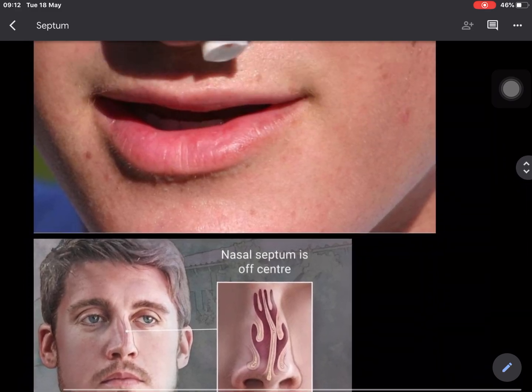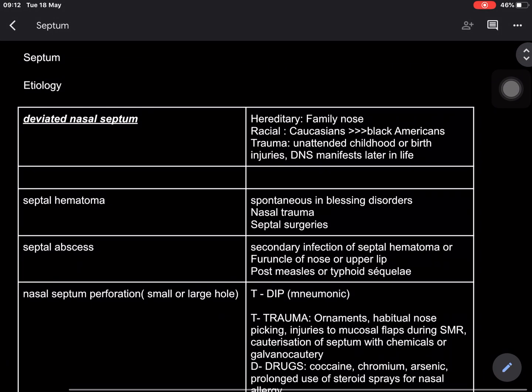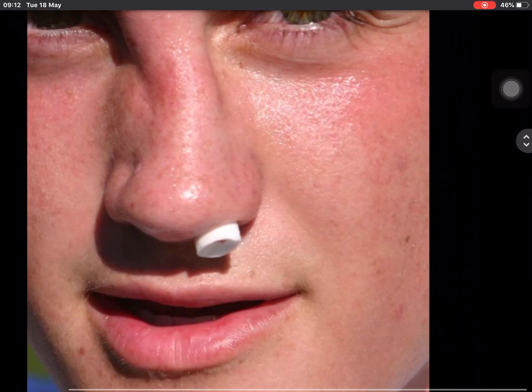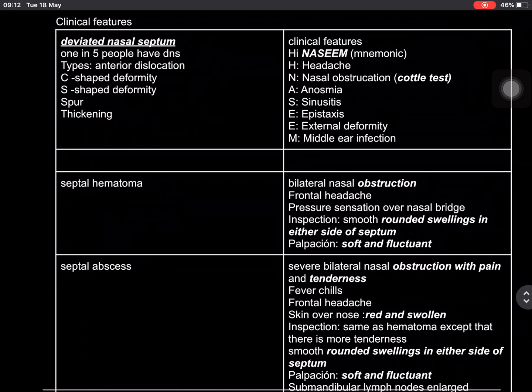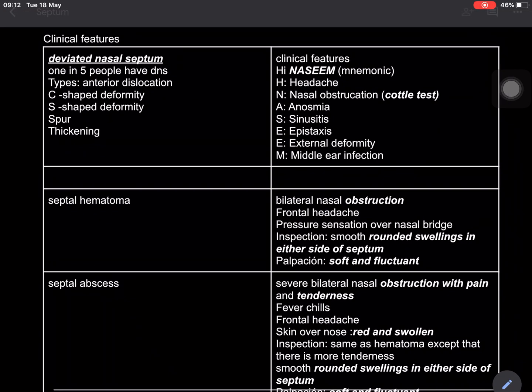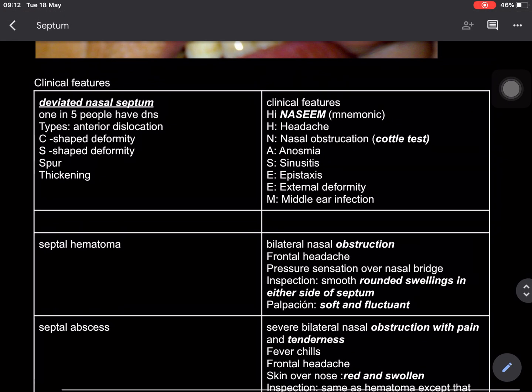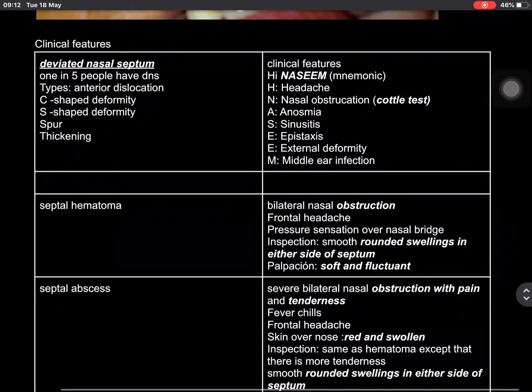So, on the previous video, we saw a lot about the septum disease's etiology and how it looks. If you have missed that video, you have to stop this video right now and go back and see that video. So we'll see the clinical features. It's a continuation of the previous video, okay?